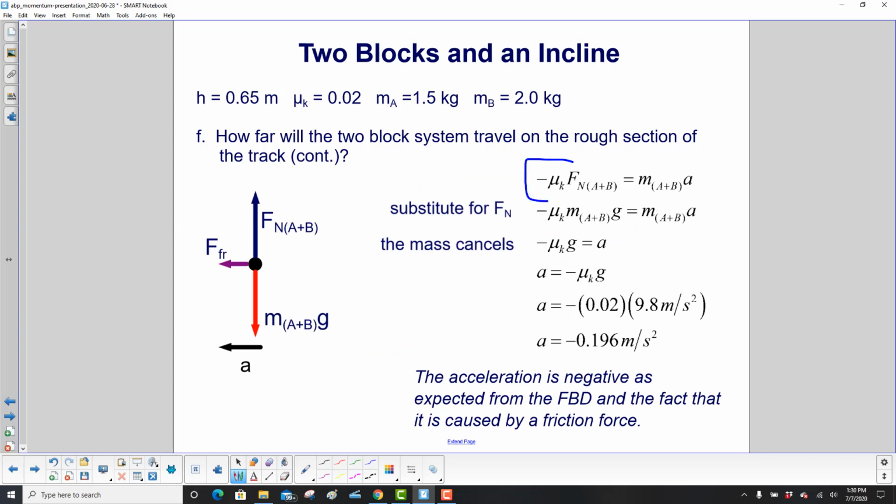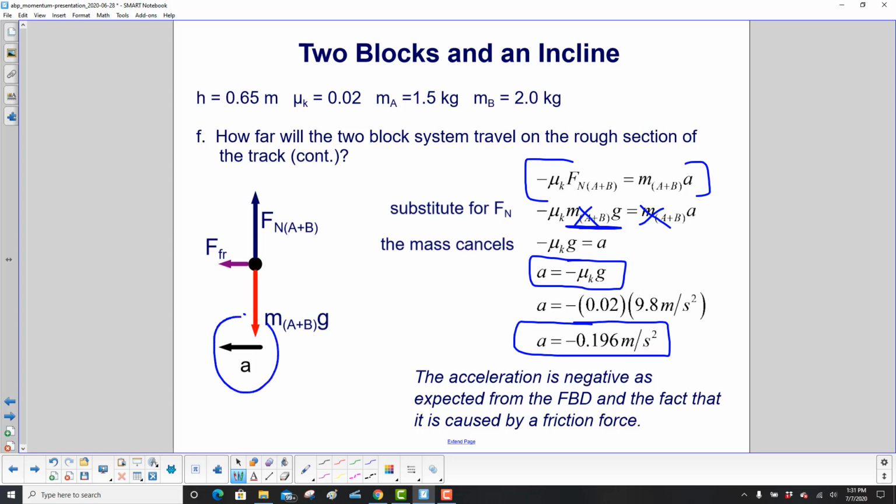So here was our force without the value for the normal. We put the normal force in here like this, and then look what happens. The masses cancel out. So we have minus mu k g equals a. We reverse it and find the acceleration is just minus the coefficient of friction times g. There's no mass there, so once again the mass doesn't matter. Plug in our numbers and we get a negative acceleration, which is great because we expected it that way from the free body diagram, and that's how it showed up mathematically, and it's a friction force.